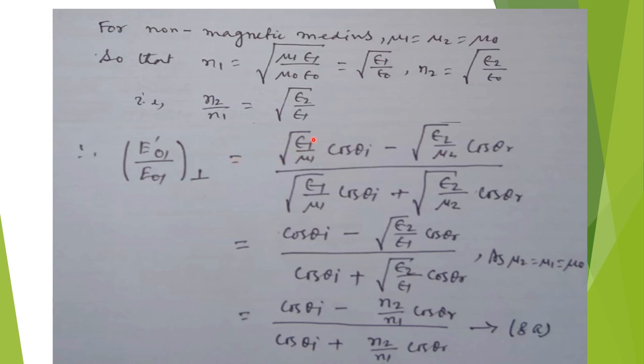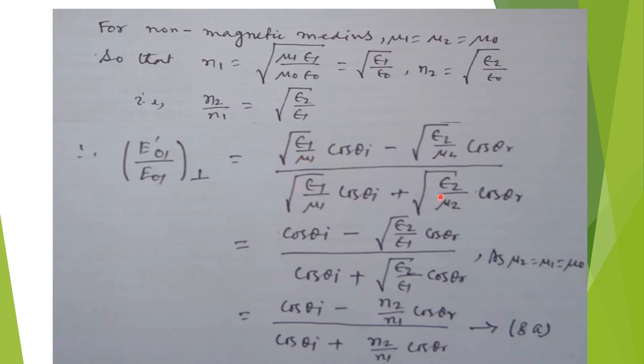Then our equation, that is e dash 01 by E01 perpendicular, is equal to root epsilon 1 mu1 cos theta I minus root epsilon 2 mu2 cos theta, whole divided by root epsilon 1 mu1 cos theta I plus root epsilon 2 mu2 cos theta.